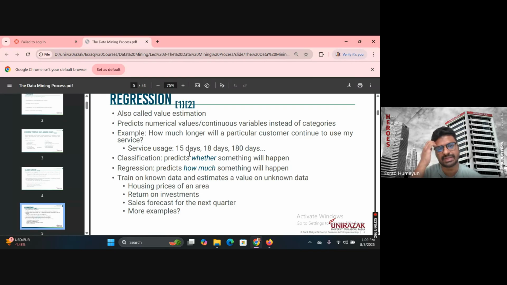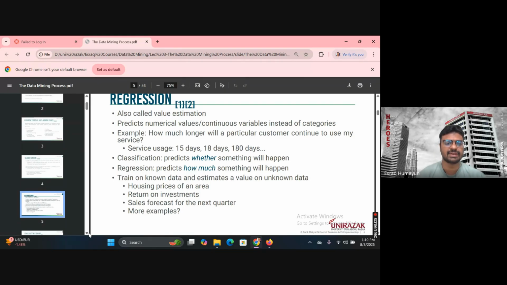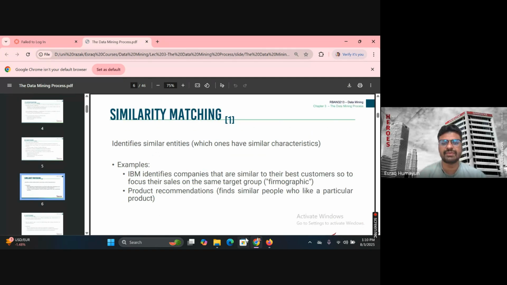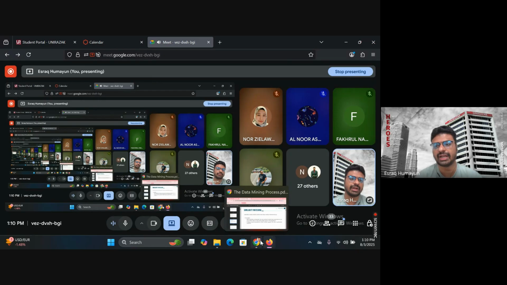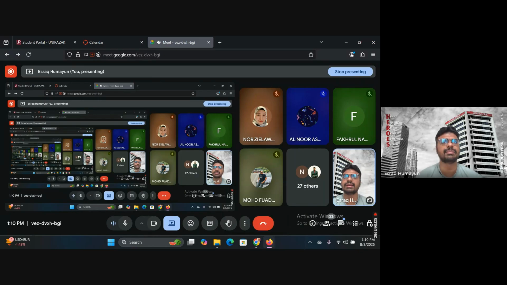Also called value estimation. Predict numerical values, a continuous variable, instead of categories. Example: how much longer will a particular customer continue to use my service? Service use of 15 days, 18 days, 180 days. Classification predicts whether something will happen; regression predicts how much something will happen. Train on known data and estimate value on unknown data. You don't need to go through these hard things. You just remember one thing. I am giving you the temperature of Kuala Lumpur for the last 7 to 8 days. Now you have to predict the temperature of Kuala Lumpur for next week.